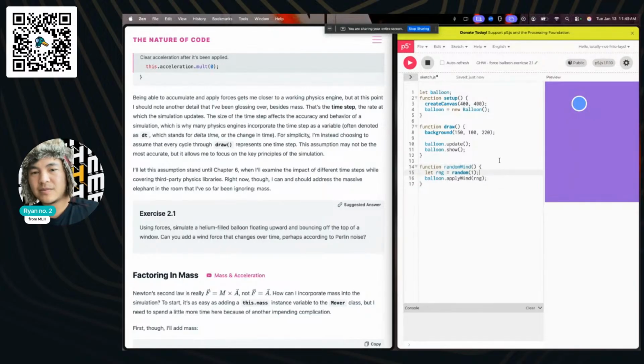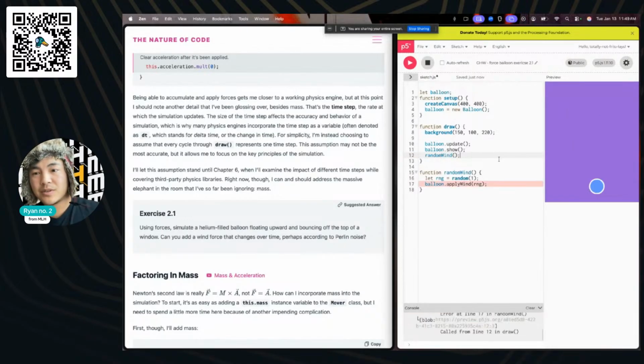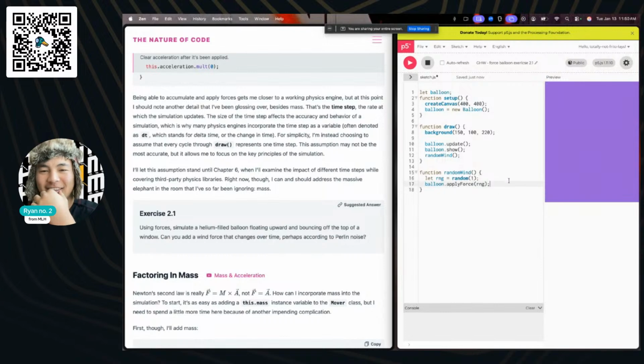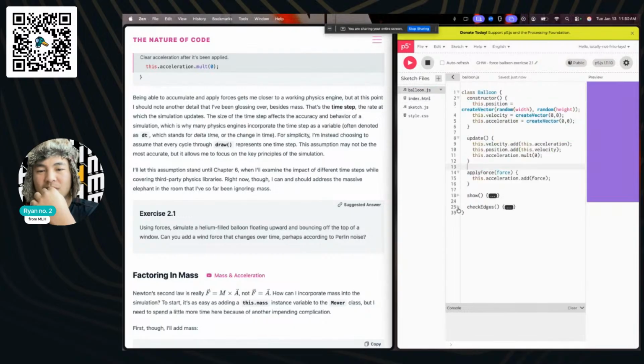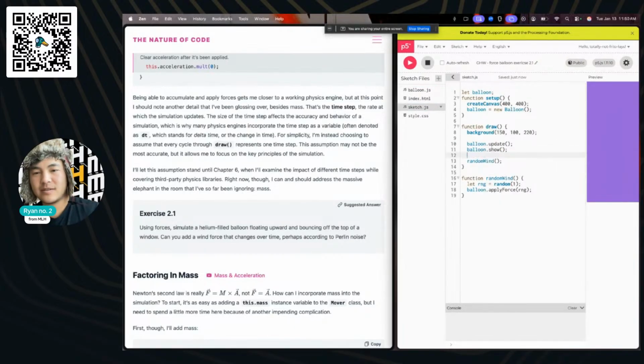I do suspect we're using Perlin noise the wrong way. Let RNG be apply wind. Oh, apply force. Whoa, that moved really fast. Okay, so I guess we will actually need our check edge thing to make sure it stays within the screen. So let's continue, balloon.checkEdge.